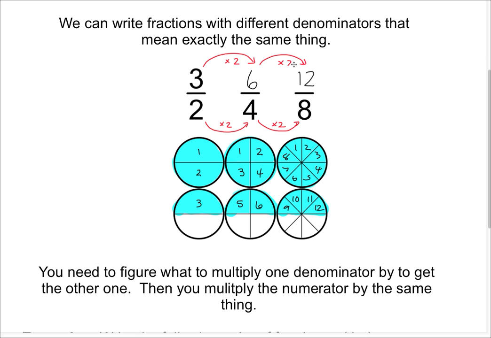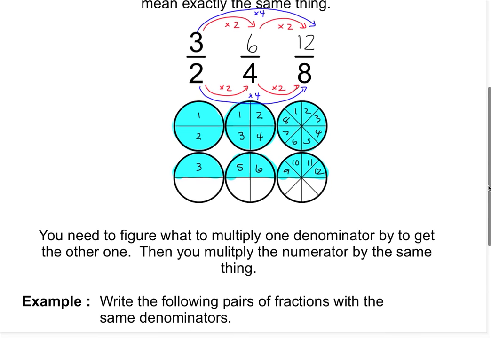And one more thing I'm going to point out, and I'm going to change the color of my pen to do it. If I want to go from this one way over to this one, first of all, I have to figure out how to get from 2 to 8. Well, to get from 2 to 8, I have to multiply by 4. And to go from 3 to 12, well, 3 times 4 is 12. So you can see we can just multiply the top and bottom by the same number in order to get the same fractions. So let's have a look here.